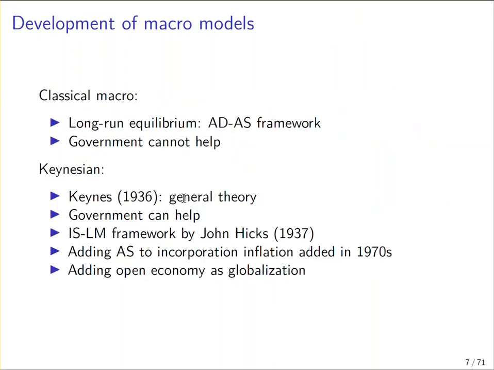Okay. Now we want to look at some developments of the macro model, because we don't have time to cover everything, but just to give you some idea of macro models. The models that we actually cover are the classical and the AD-AS model. And you can see the government doesn't help, because in the long run, when the government increases the money supply, in the short run it can help if you assume some sticky price, but in the long run it's not going to do anything. So what Keynes said in the General Theory is that government can help.